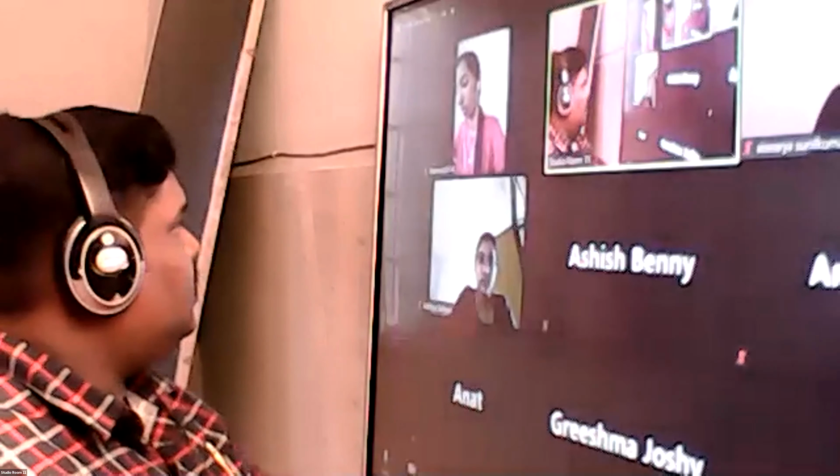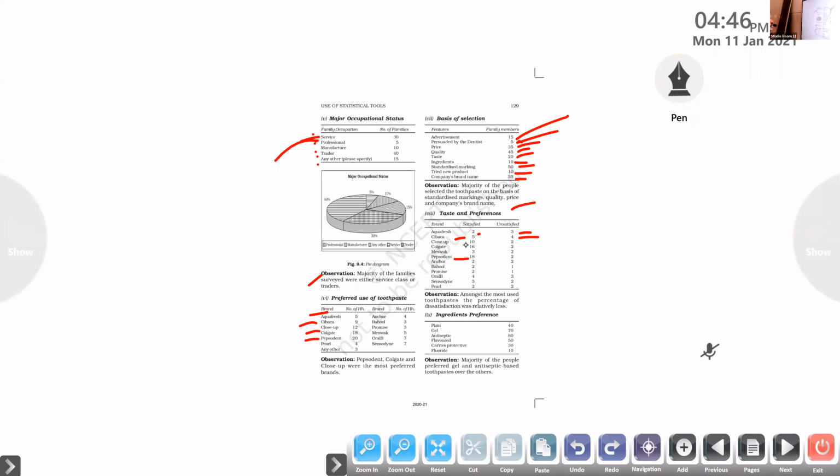Okay. Clear or not? So the maximum people like the taste of Pepsodent, and almost 16 people like the taste of Colgate. So if you want to produce a product, the taste should be better than Pepsodent and Colgate. Clear? But it should not be like Babool or Promise, or Pearl or Aquafresh, because a number of people are not satisfied with those. Clear? Okay, so you got the information there.